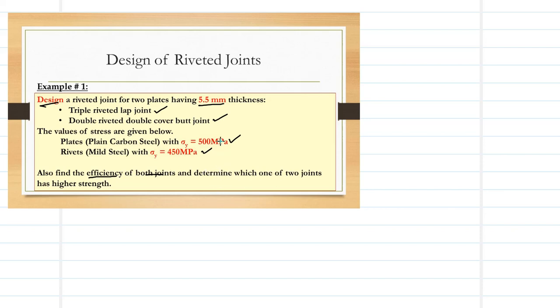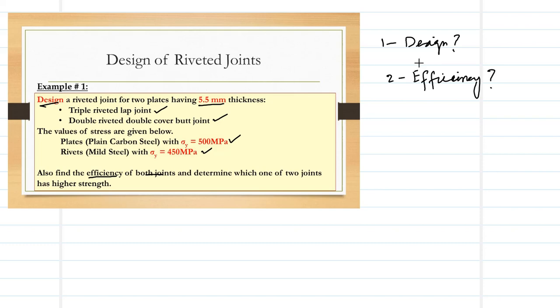So now we actually have two major parts of this problem. The first part is the design of the joint. The second part is the efficiency of the joint. In a riveted joint problem, you have to find either both things or just one of them. In some problems, only design can be demanded, or only efficiency can be demanded.